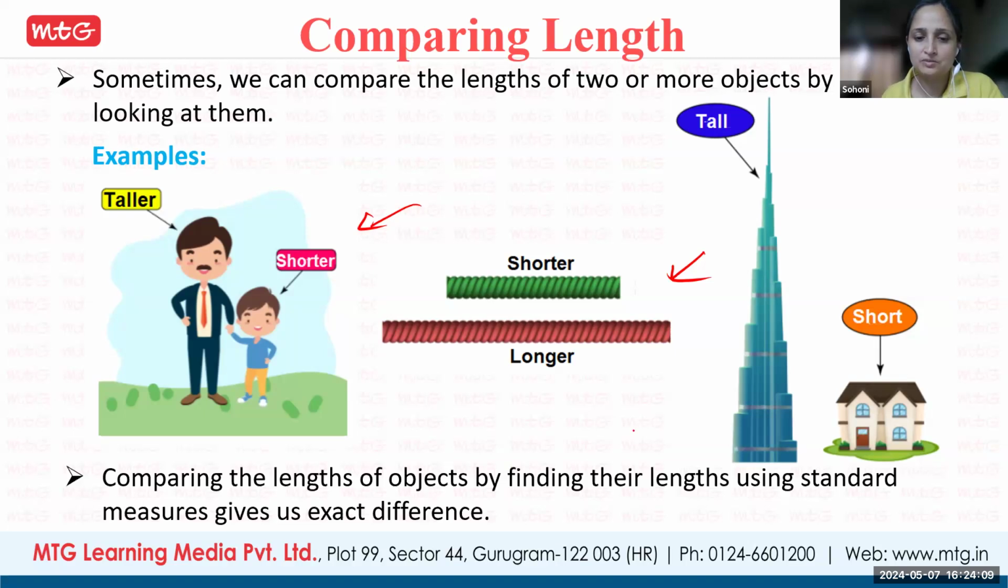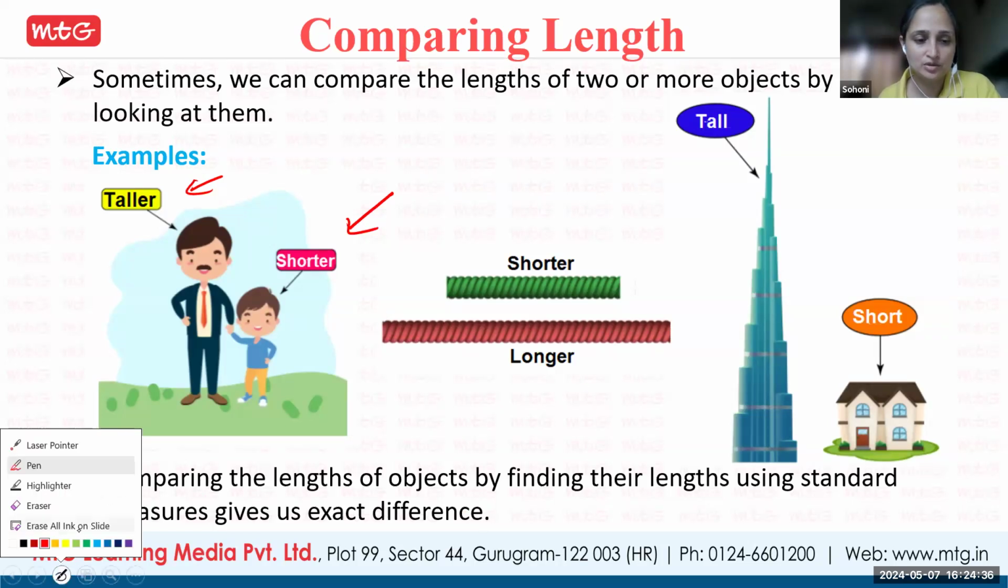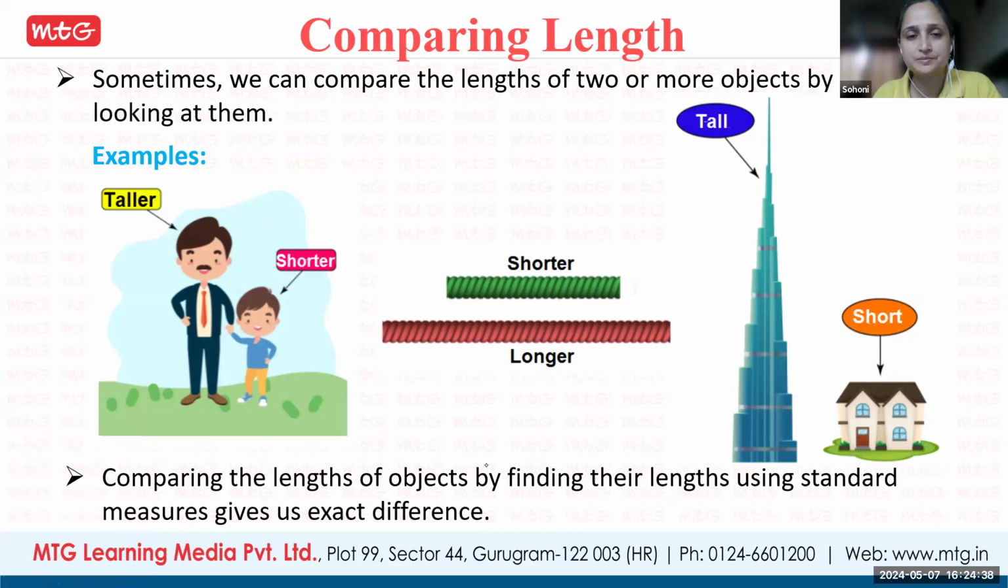Comparing the lengths of objects by finding their lengths using standard measures gives us the exact difference. If you have to find the exact number, how much shorter or how much taller, then we have to measure. But if you only have to say which one is shorter and which one is taller, we don't have to measure.